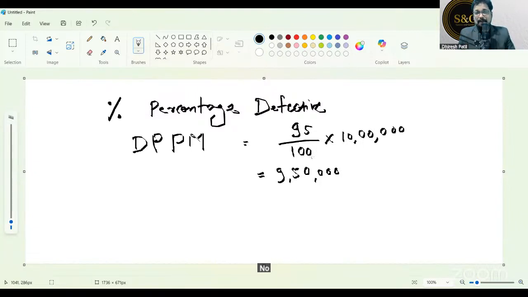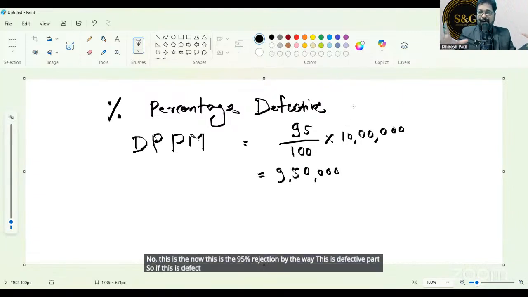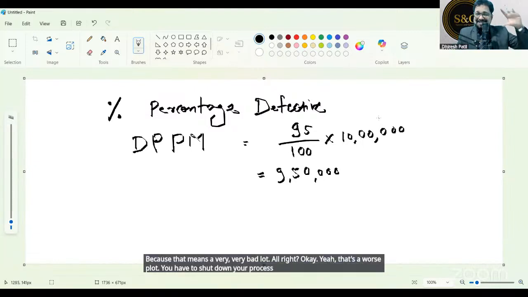No, this is the 95% rejection, by the way. This is defective part. If this is defective, it's a very bad lot. Understand this. Out of 100, 95 are rejected, only 5 are accepted. That means a very, very bad lot. That's the worst lot. You have to shut down your process and do something else. Your process is not capable enough.